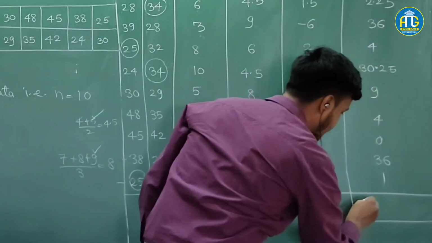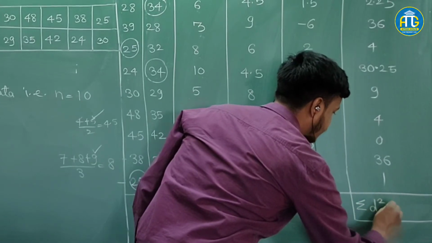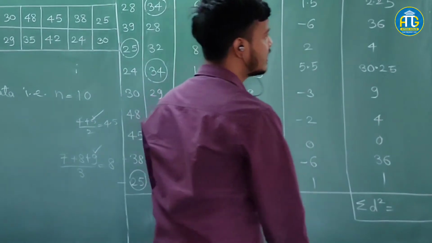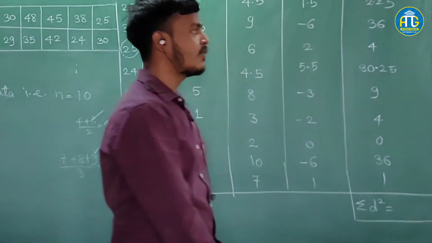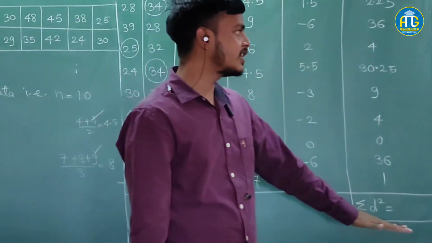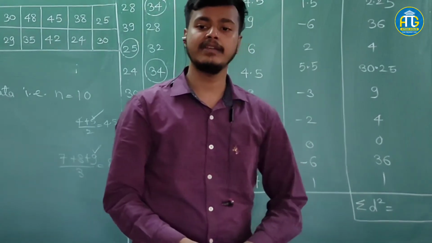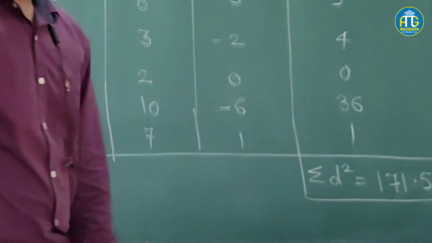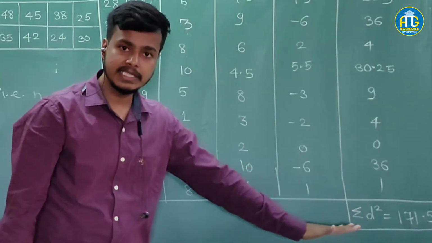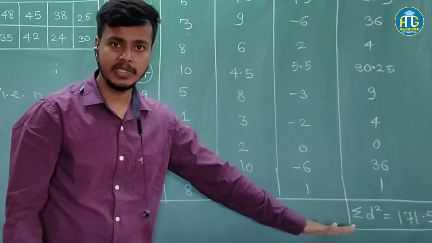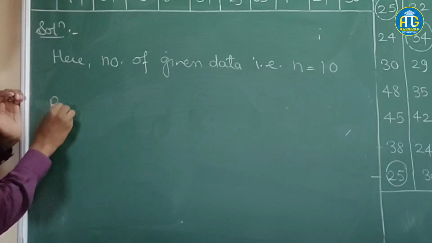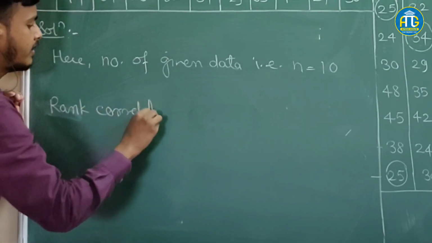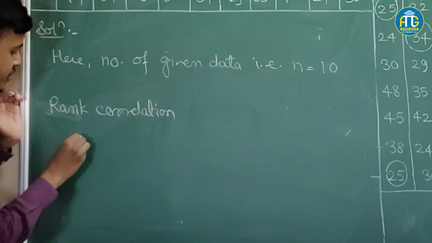Now find out the summation d square value. What does it come out to be? I want you to find out this summation d square value and resume the video. So this is 171.5. Okay. Now after getting this, you need to find out the rank correlation coefficient.